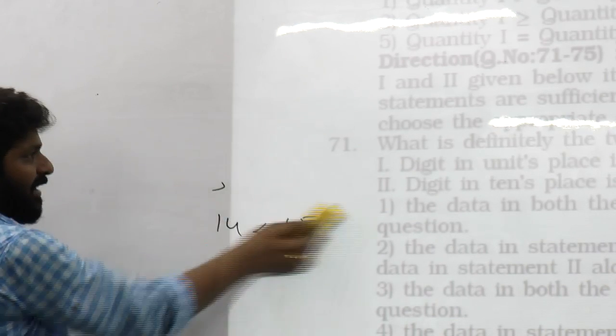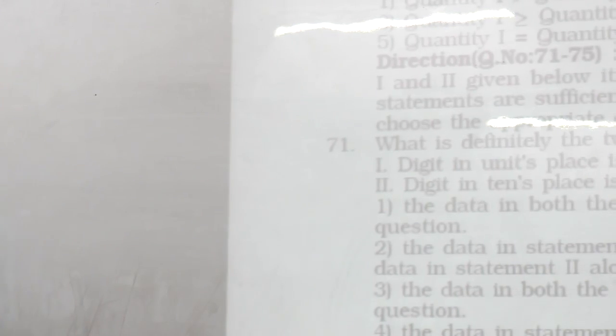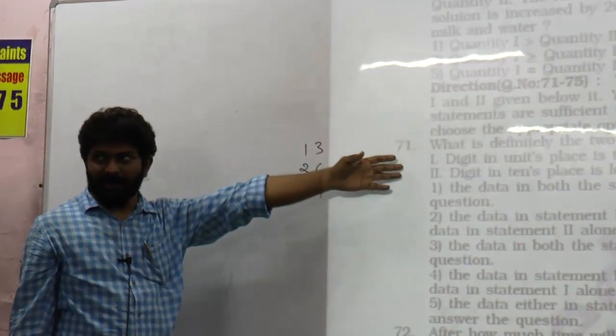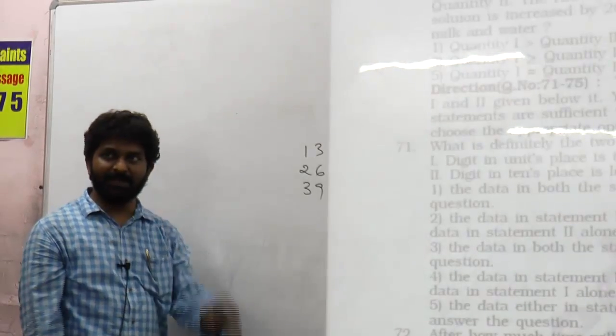Next, 71. What is definitely the 2-digit number? Digit in units place is thrice the digit in tens place. Can be 13, 26, 39. Units digit is 3 times the tens digit. So you cannot get your answer from the first option. You need to get a unique answer.